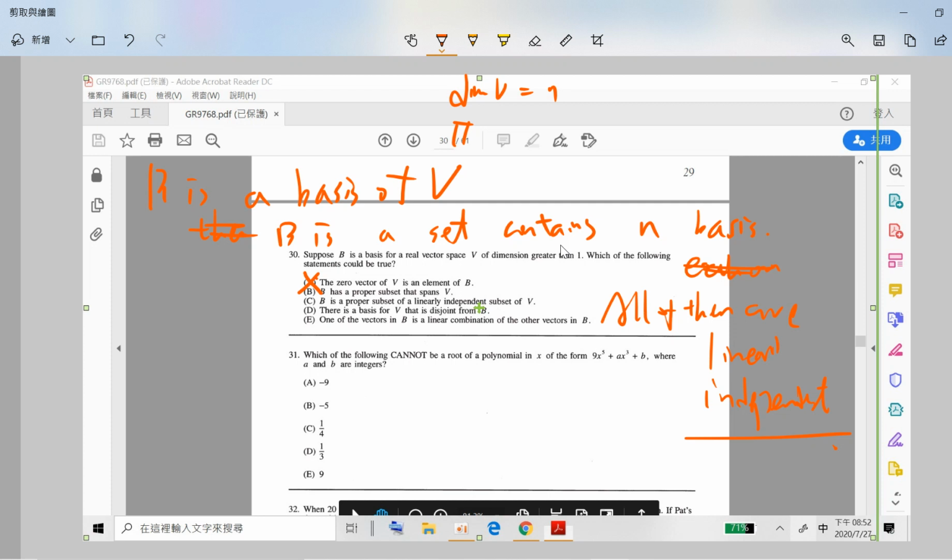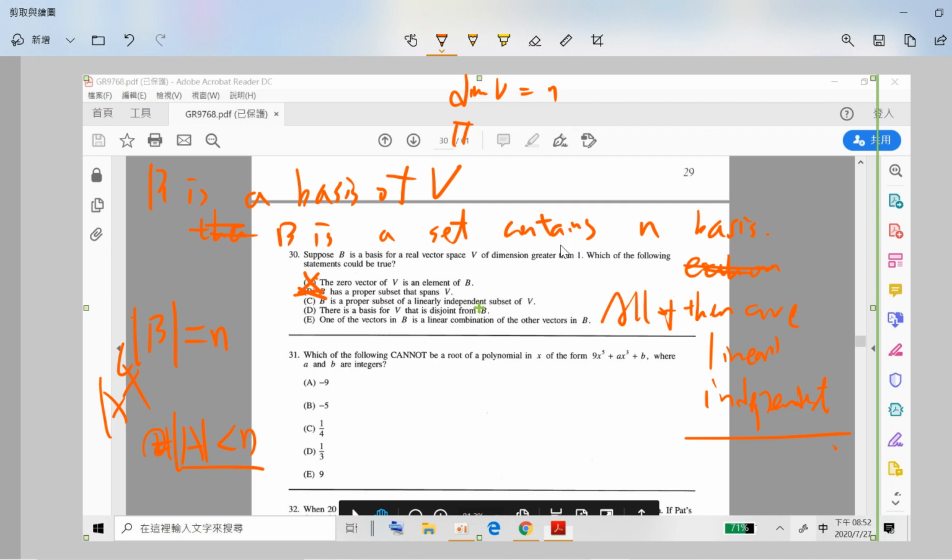The second one, B has a proper subset that spans V. This is impossible because the number of elements of B is n. If you take any proper subset, then the number of elements of the set must be less than n. Then this set A cannot span the whole vector space.